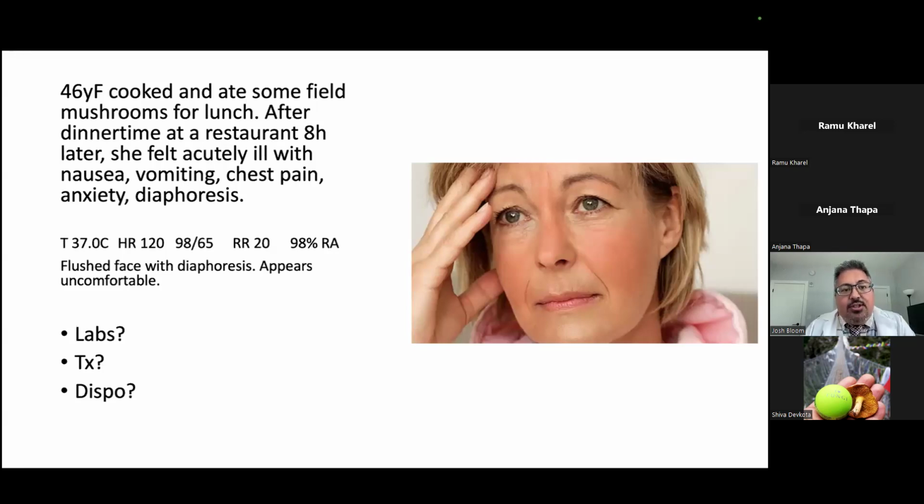This is a new case, a 46-year-old who ate field mushrooms, and 8 hours after eating the mushrooms, she felt ill during dinner, and she got nausea, vomiting, chest pain, and diaphoresis. And you can see she has a tachycardia, a borderline blood pressure, and on exam, she has a flushed skin as well as persistent diaphoresis. Especially in this age group, one might be concerned for a coronary syndrome in the presence of risk factors. And a lot of times when I presented this to physicians, they often think about ordering cardiac enzyme testing or electrocardiograms, which is all appropriate.